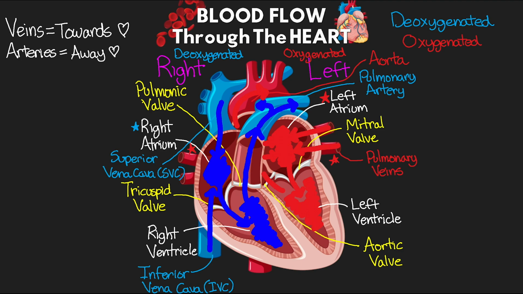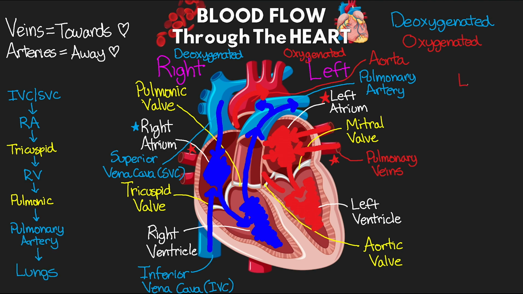We start with the deoxygenated blood returning to the heart via the inferior vena cava and the superior vena cava. This blood empties into the right atrium. The right atrium then contracts the blood through the tricuspid valve into the right ventricle. The right ventricle then contracts, ejecting that blood through the pulmonic valve into the pulmonary artery. The blood then travels to the lungs and then returns back from the lungs via the pulmonary veins, which then empty into the left atrium. The left atrium contracts that blood through the mitral valve into the right ventricle, and then the right ventricle contracts, again ejecting that blood through the aortic valve to the aorta and onto the rest of the body.